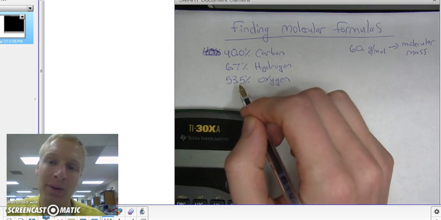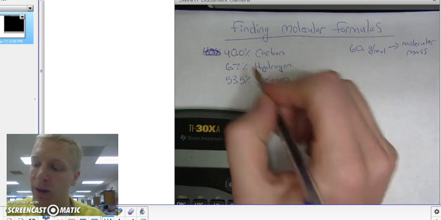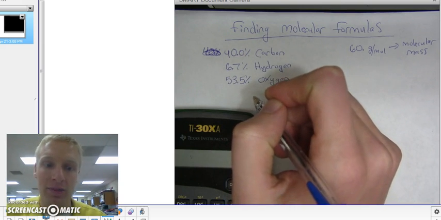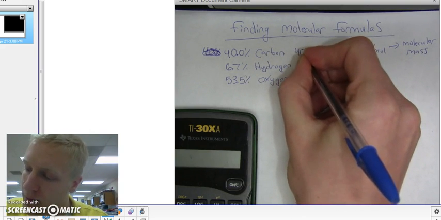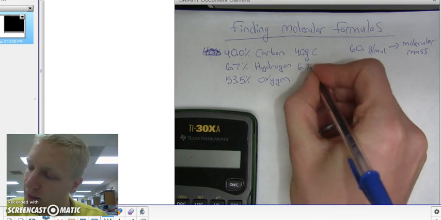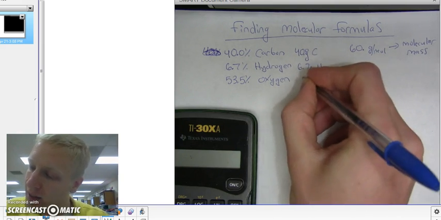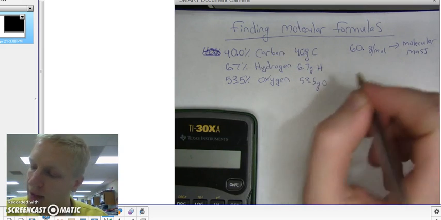The easiest number to assume is 100. That way if I have 100 grams, 40% of 100 grams is 40 grams. So I'm going to rewrite that. And it's 40.0 grams of carbon. Here we got 6.7 grams of hydrogen. And here we've got 53.5 grams of oxygen.